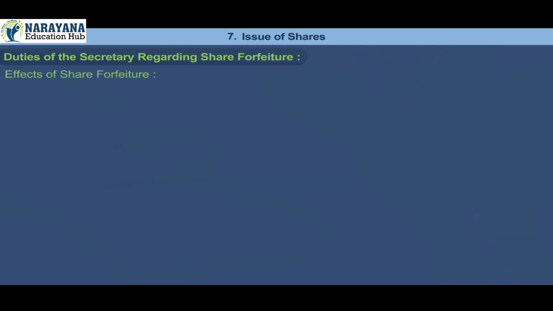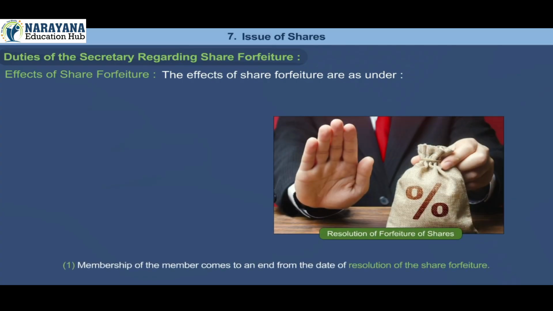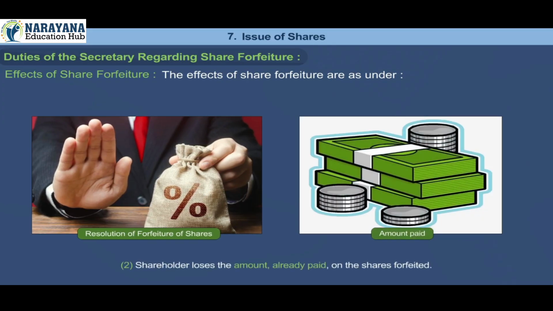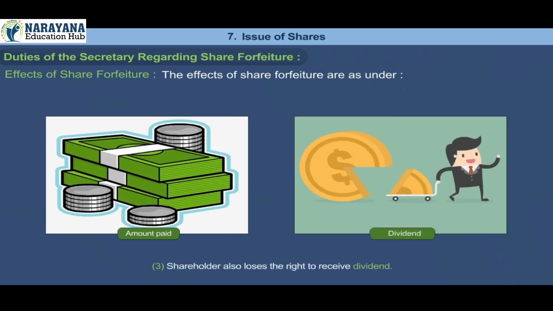Effects of share forfeiture. The effects of share forfeiture are as under. 1. Membership of the member comes to an end from the date of resolution of the share forfeiture. 2. Shareholder loses the amount already paid on the shares forfeited. 3. Shareholder also loses the right to receive dividend.